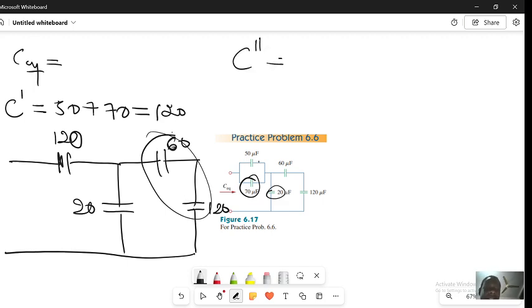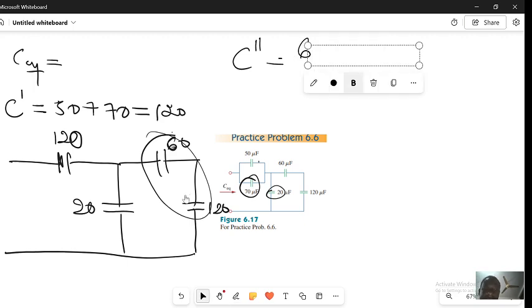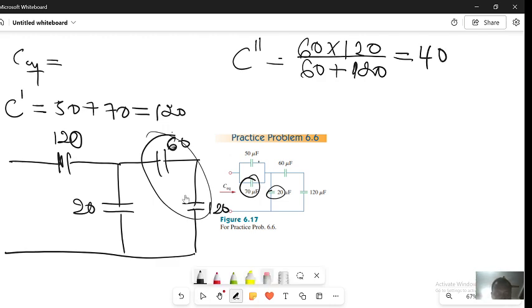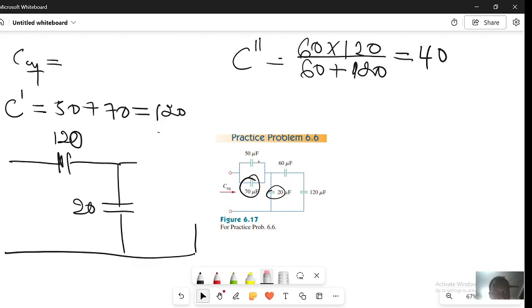Now if we see this one, they are in series, so I will find the equivalent is going to be 60 multiplied by 120 divided by 60 plus 120. So I will have 60 multiplied by 120 over 60 plus 120. I will get 40. Now I can come from here to replace these two by 40. Now I will have a new capacitor here, 40.